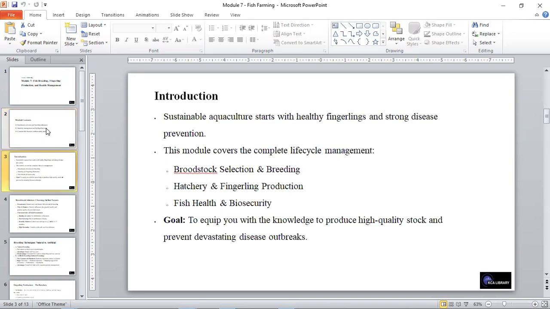As a way of introduction, sustainable aquaculture starts with healthy fingerlings and strong disease prevention. This module covers the complete life cycle management, which include broodstock selection and breeding, hatchery and fingerling production, fish health and biosecurity. And the goal is to equip fish farmers with the knowledge to produce high quality stock and prevent devastating disease outbreak.